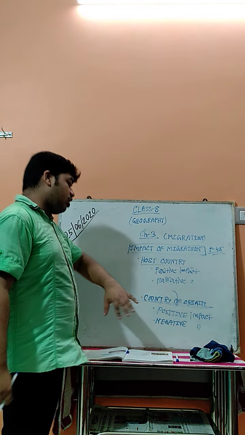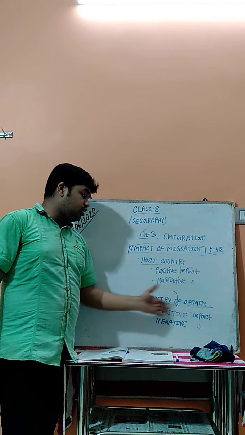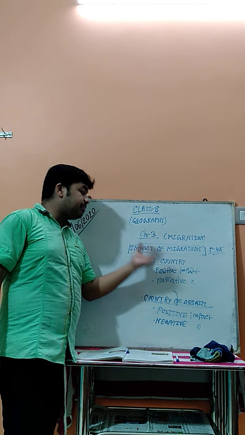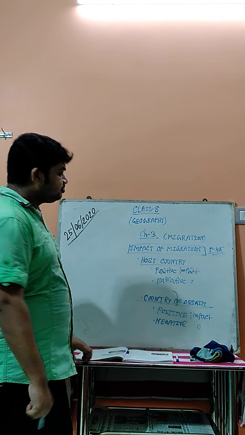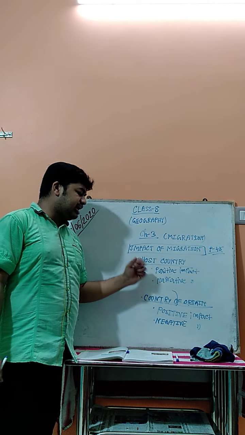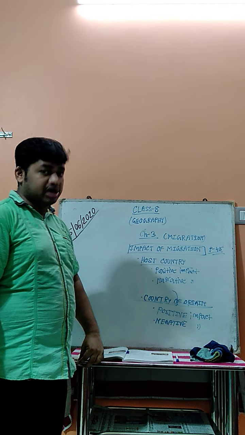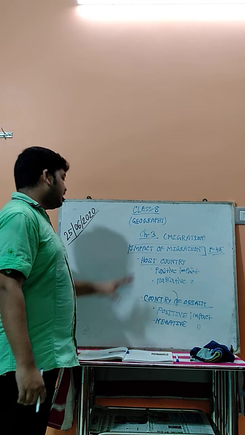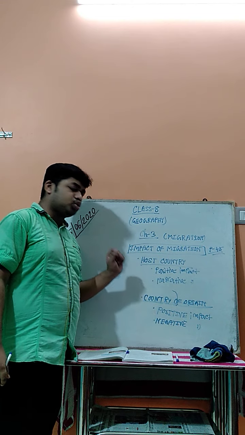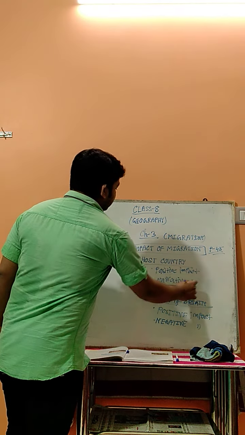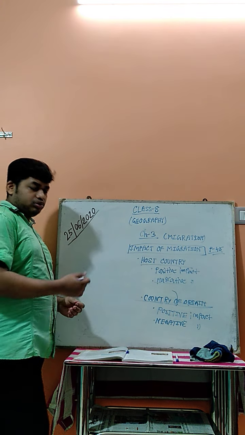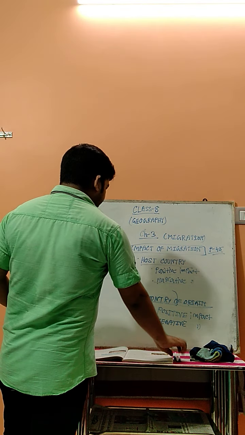The country they are from, where the migration starts, is called the country of origin, and the place where the migration takes place is called the host country. Now we are going to discuss the impact or effects on these two countries. The impact on the host country is of two types: a positive impact and a negative impact. So first, what is the positive impact?